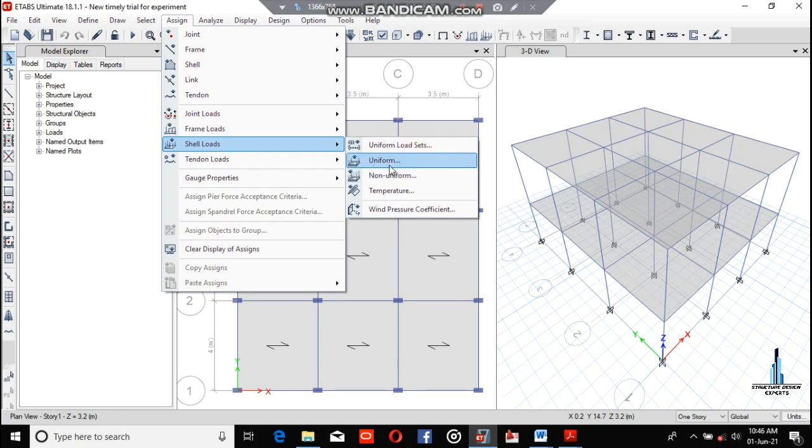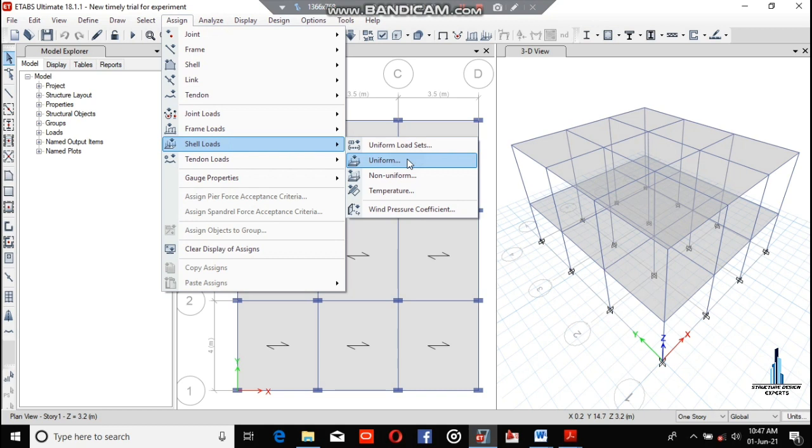Uniform load means the load which transmits loads on the surface equally. Non-uniform means that the weight, the intensity of the load, is not the same on each square meter, therefore it is a non-uniform load. So now, what are the shell load assignments?